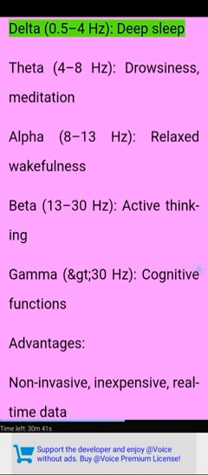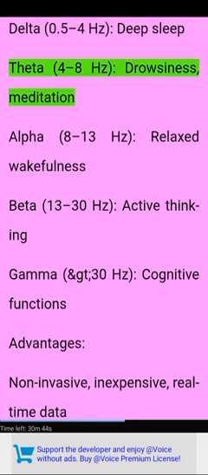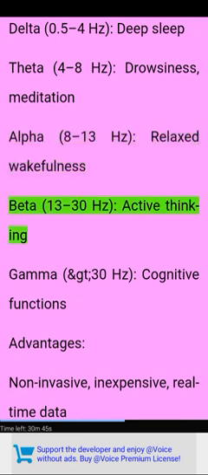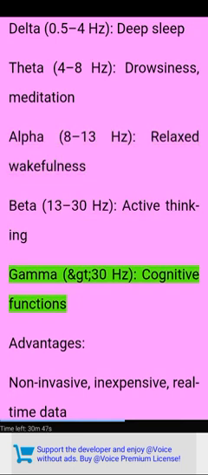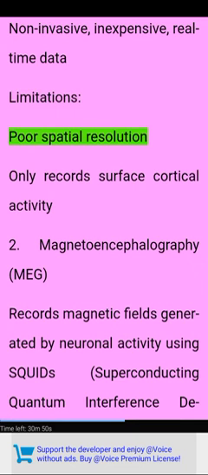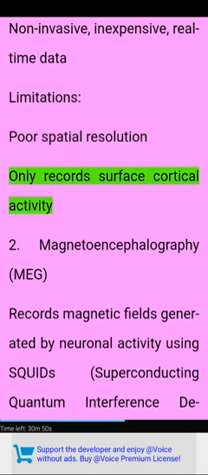Delta, 0.5 to 4 Hz, deep sleep. Theta, 4 to 8 Hz, drowsiness, meditation. Alpha, 8 to 13 Hz, relaxed wakefulness. Beta, 13 to 30 Hz, active thinking. Gamma, greater than 30 Hz, cognitive functions. Advantages: non-invasive, inexpensive, real-time data. Limitations: poor spatial resolution. Only records surface cortical activity.